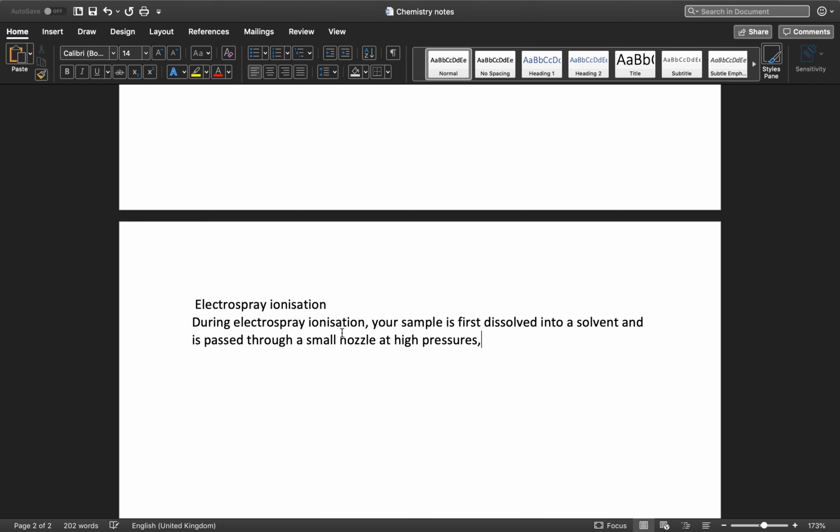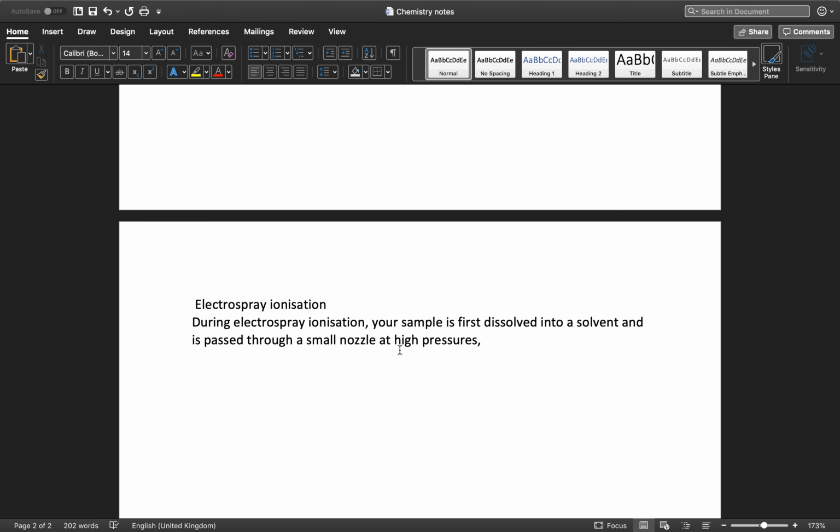So during your electrospray ionization, your sample is first dissolved into a solvent and is passed through a small nozzle at high pressures. In this, it actually talked about a needle, and that's what is confusing me, because that's talking about a needle, the other thing's talking about a nozzle. So I just want to get the best understanding of it. So a solvent is pushed through a small nozzle at high pressures. A high voltage is then applied to your solvent or your nozzle.